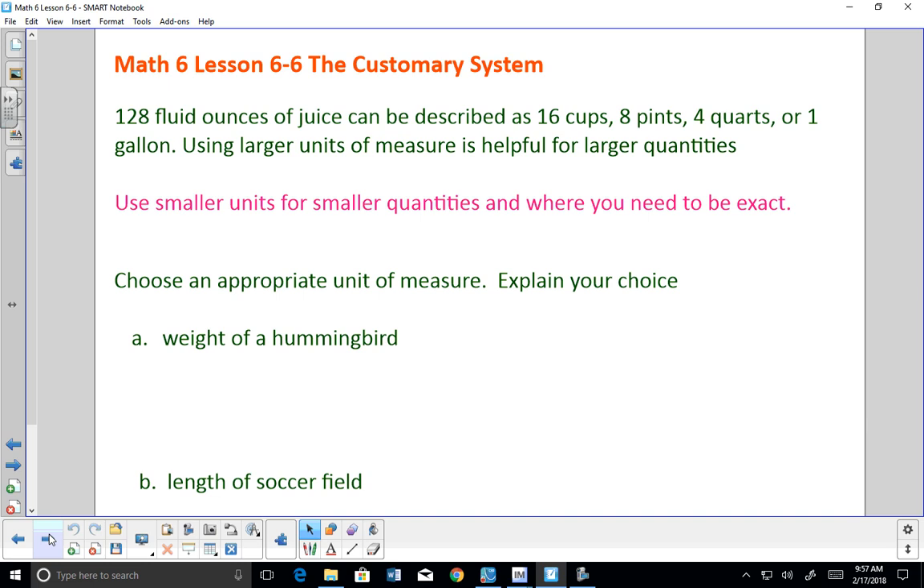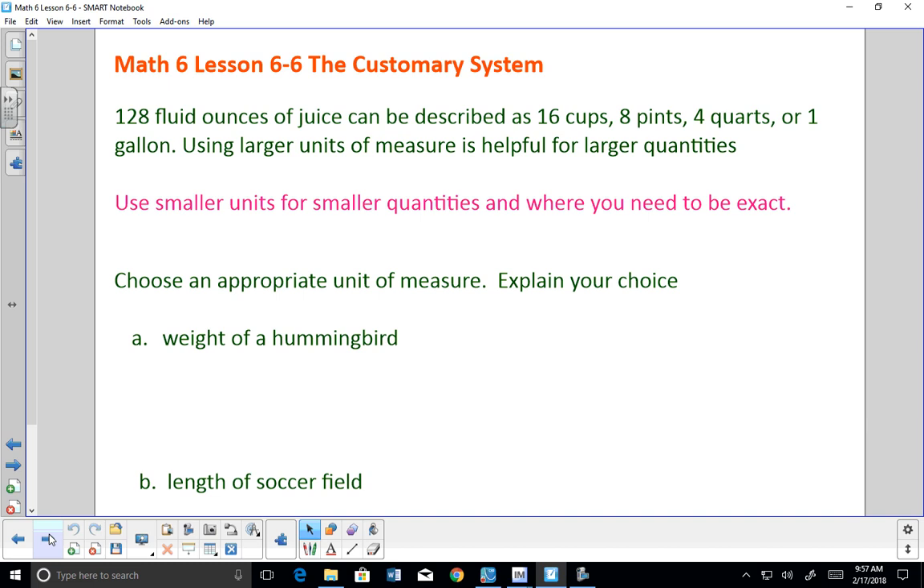It's helpful if you can use the larger quantity to describe something because it's easier for people to picture. Use smaller units for smaller quantities where you need to be more exact. If I'm talking about a recipe for cookies, I'm going to need to use smaller units. I'm not going to say I need 1/32 of a gallon of milk. No, I'm going to say I need 2 cups of milk, okay, or whatever.